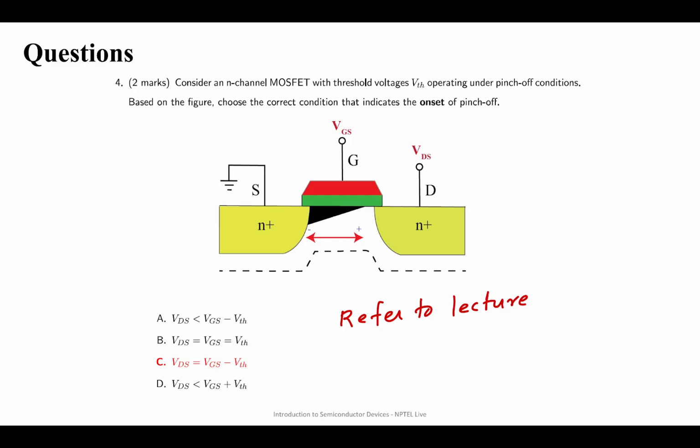This we know VDS equals VGS minus VTH is the pinch-off condition. At this point, the inversion charge at the drain end becomes zero, and there is no more channel for further current to transfer.